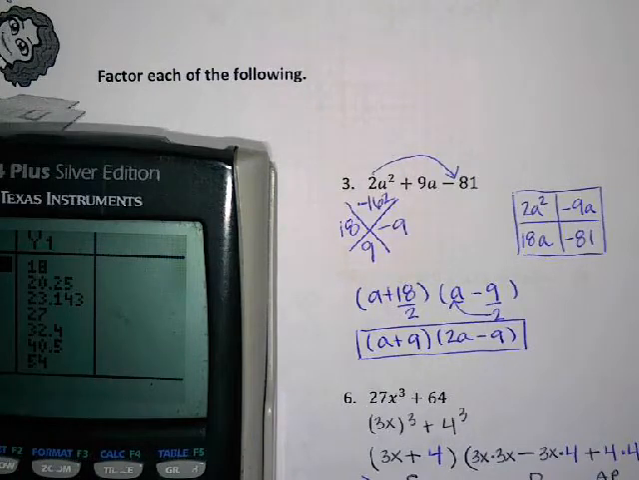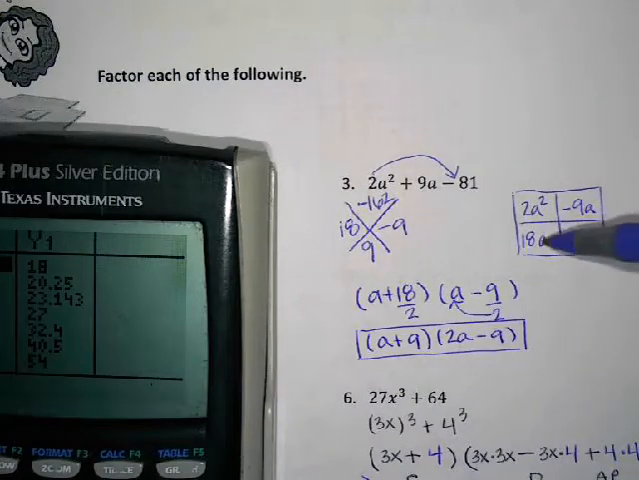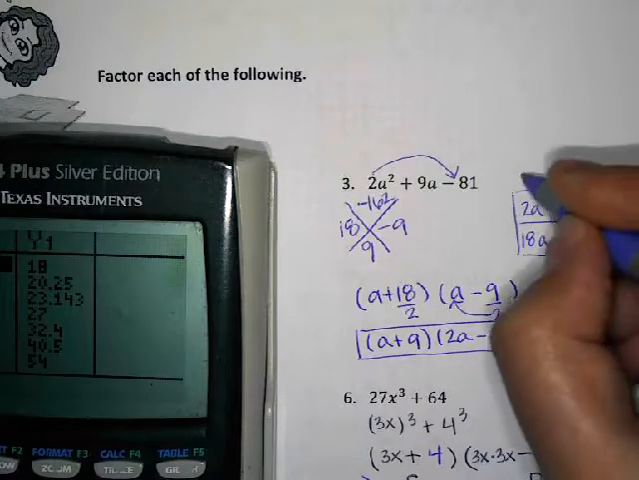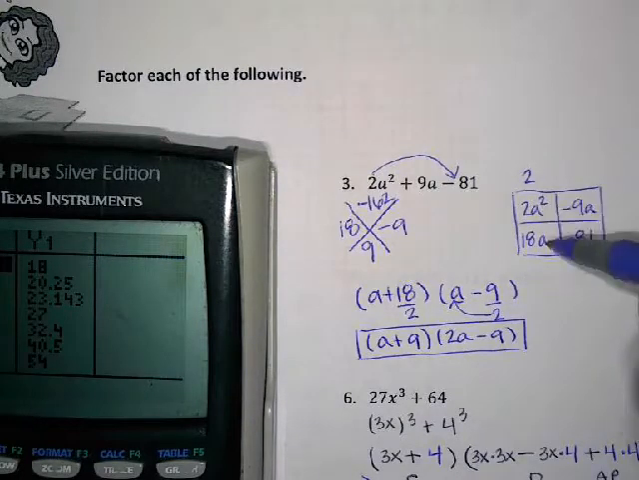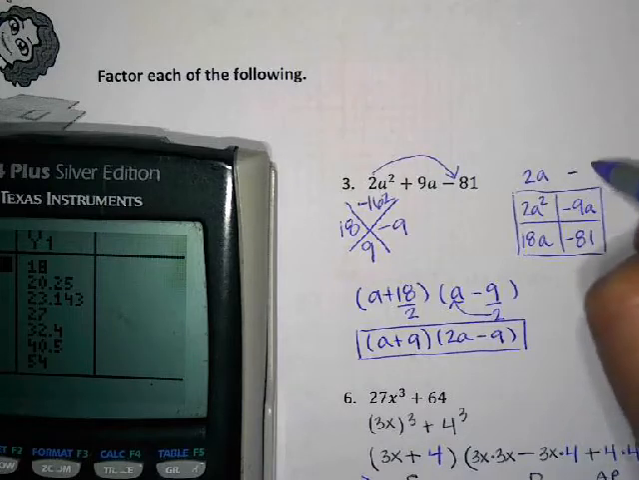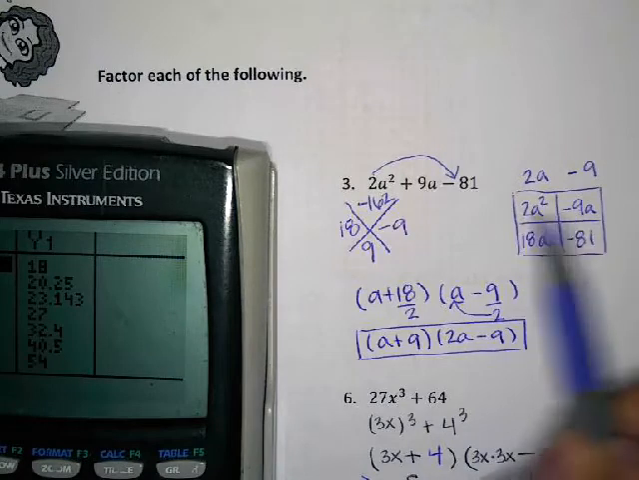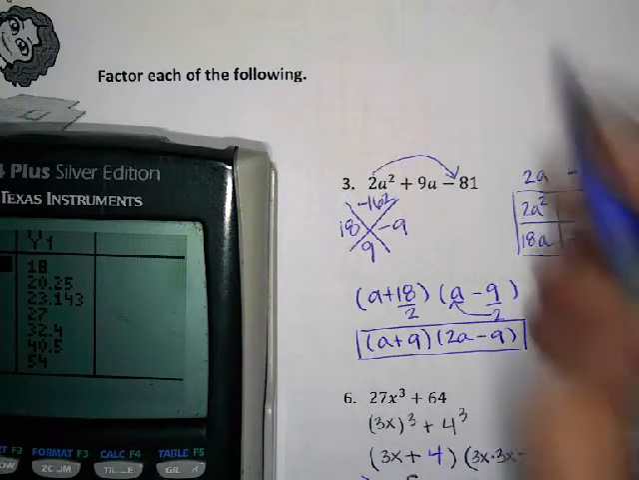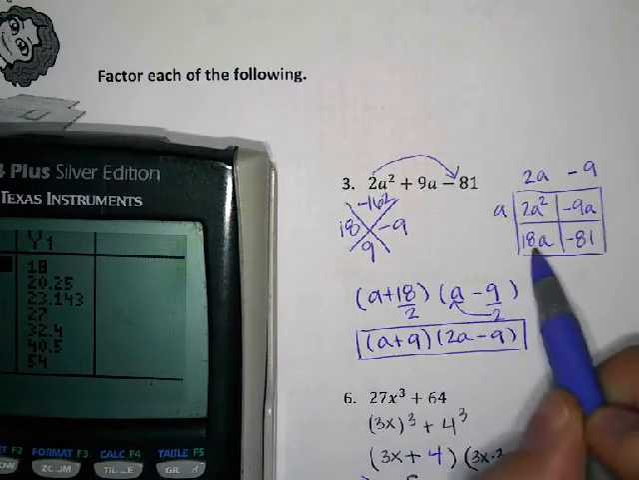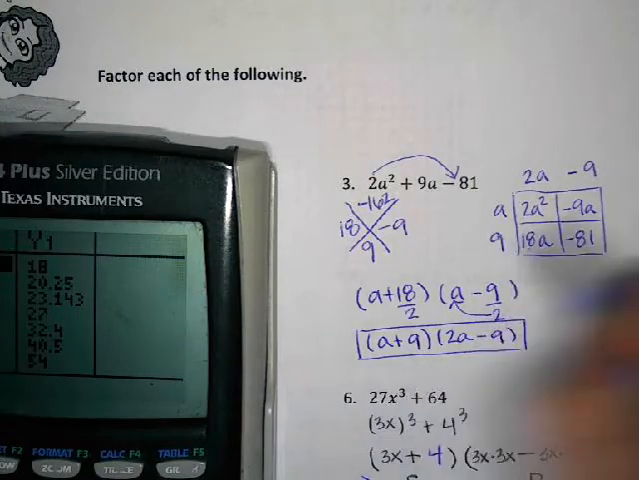So you'd say between 2 and 18, you have a GCF of 2. Between a squared and a, you have a GCF of a. Between negative 9 and negative 81, you have a GCF of negative 9. And then across here, between 2 and negative 9, there's no GCF. Between a squared and a, there's a GCF of a. Between 18 and 81, there's a GCF of 9. And then between the a, there's no GCF. And so then you would have said, oh, my factors are 2a minus 9 and a plus 9.